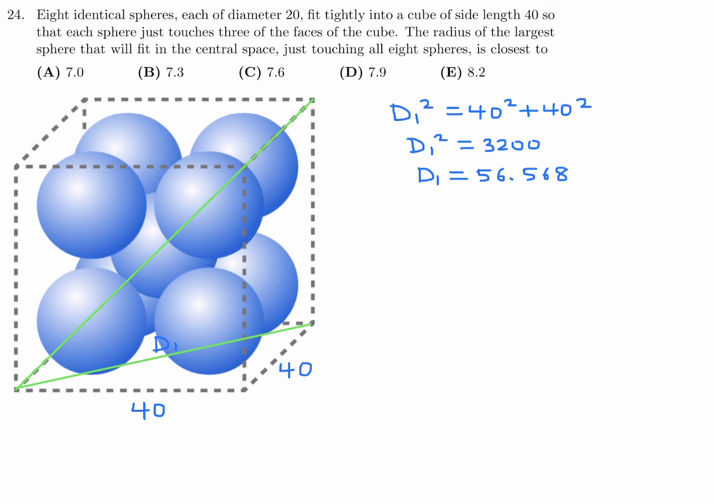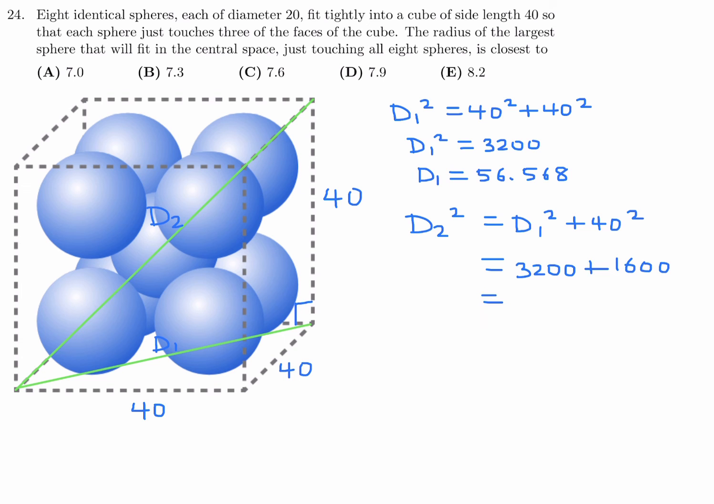Now I can take D1 and, considering that's a right angle, and this side 40, figure out D2, which is the big diagonal that I'm most interested in. Therefore D2 squared is going to be D1 squared plus 40 squared. D1 squared was 3200, and 40 squared is 1600. So D2 squared is 4800, and therefore D2 is equal to 69.28, like that. So that's the first part of the question. Very important to figure out D2.